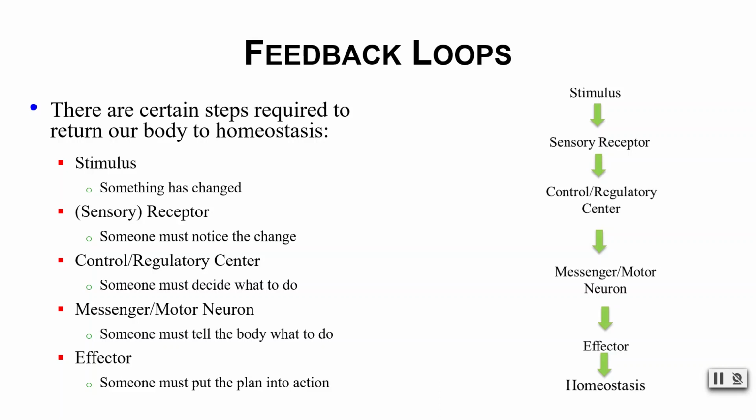When we get back to homeostasis, so if we're hot, once we get back to our 98.6 degrees, it's actually very important that we close our feedback loop. What we mean by closing our feedback loop is that we need to stop enacting the plan. If we don't stop enacting the plan, we're going to have even more problems, and that's never good.